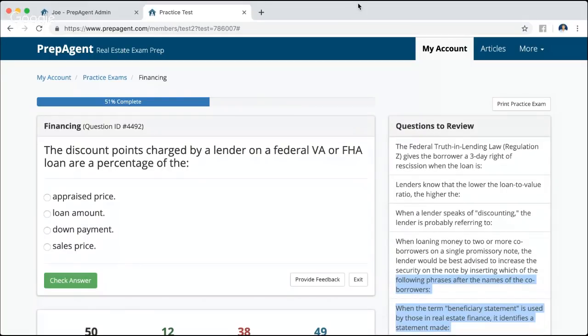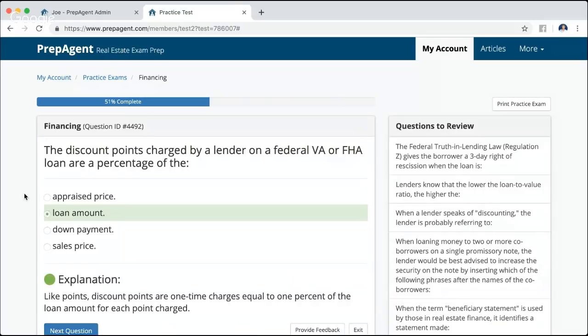The discount points charged by a lender on federal VA or FHA loans are a percentage of the A, appraised price, B, loan amount, C, down payment, or D, sales price. What do you guys think? And the answer is B, as we went over before.